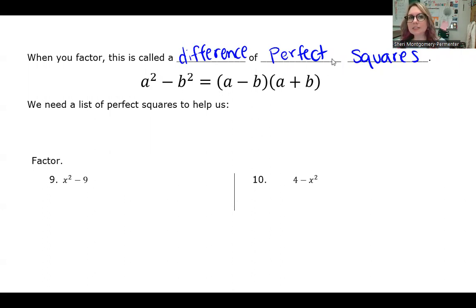So when we factor, it's called a difference of perfect squares. So I wrote it the opposite direction because when you factor, you get parentheses. So if you notice that you have something squared minus something squared, then we have this pattern that we can write down. To be able to do this, we need to get a list of perfect squares. So perfect squares are things that you can take the square root of and it comes out even. But it's easy to find this list because we're just going to multiply. We're going to start with 1. What's 1 times 1? 1. What's 2 times 2?